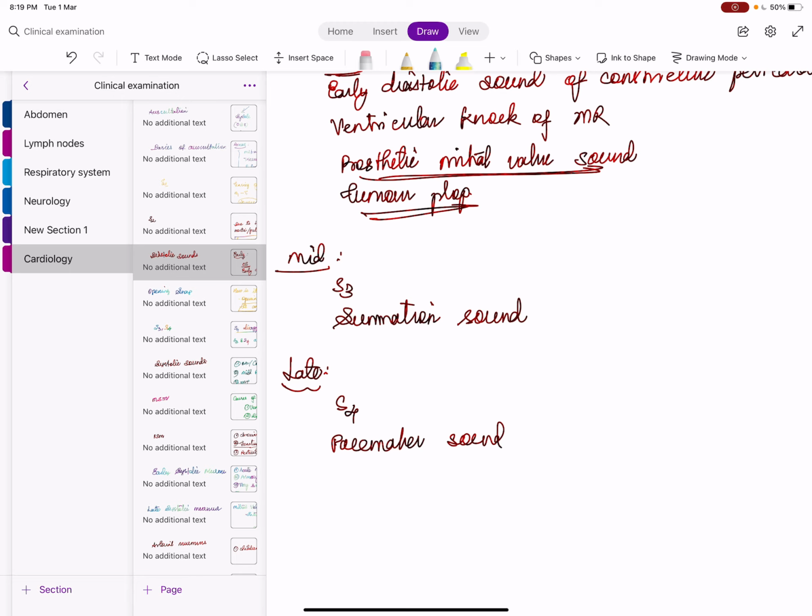TOF is another differential diagnosis of cyanotic heart disease in adults. What is my finding there? Absent P2. Again, single S2. So single S2 with cyanosis in adults, think of Eisenmenger VSD or TOF. In PDA, what I told you, narrow split.